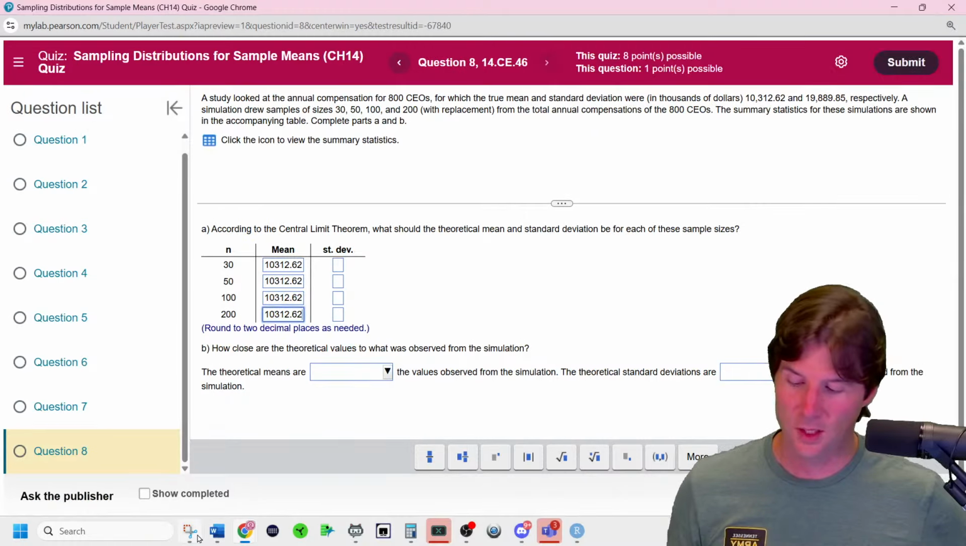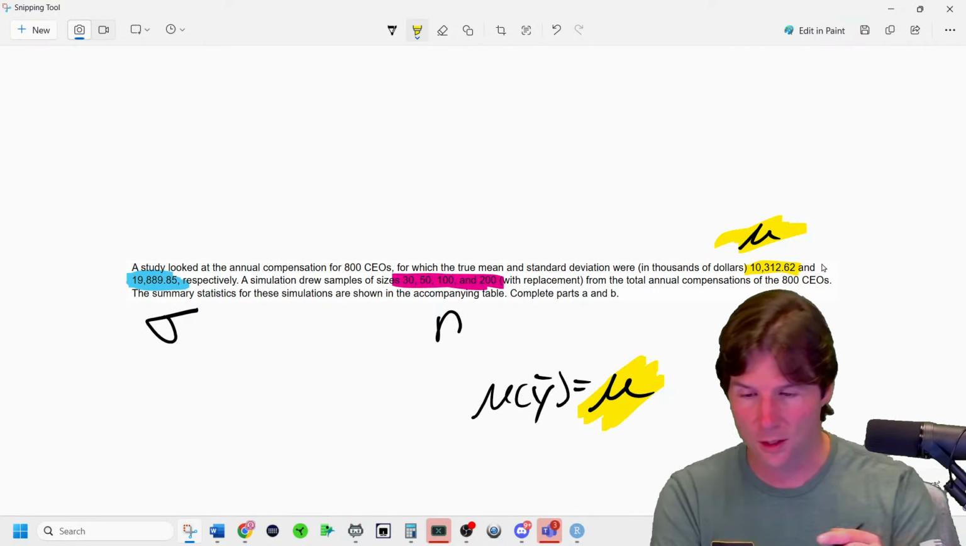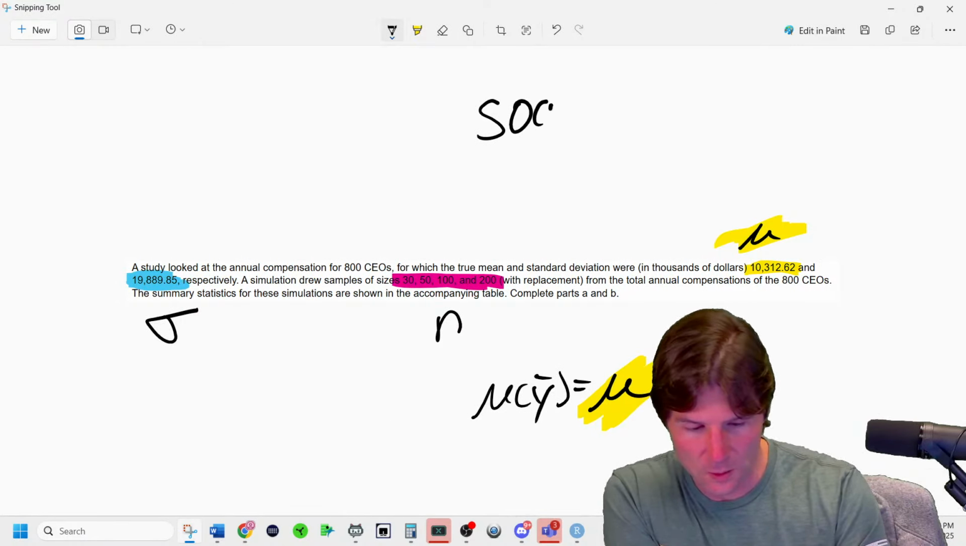As the sample gets bigger, the standard deviation, SD y bar, equals sigma over square root of n. Sigma is the value right here, and n is going to change. So for larger values of n, we get smaller values of standard deviation, which is part of the central limit theorem: the distribution gets tighter by a factor of the square root of n. Exactly. Great job, Brock, right there.